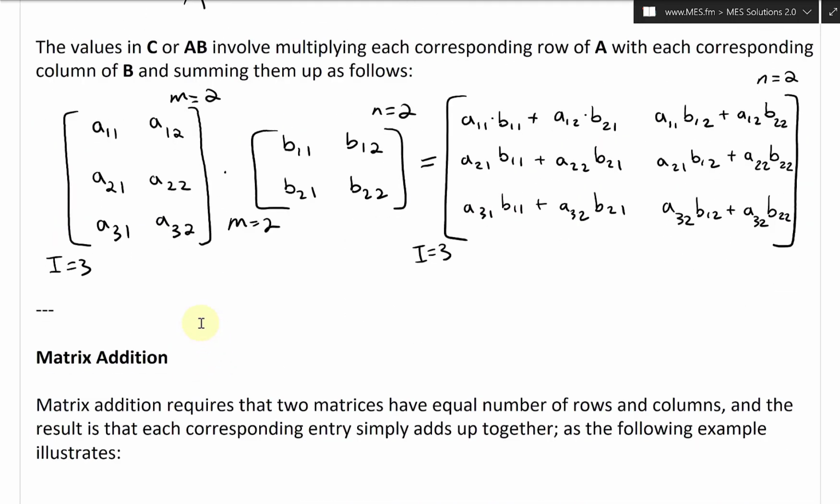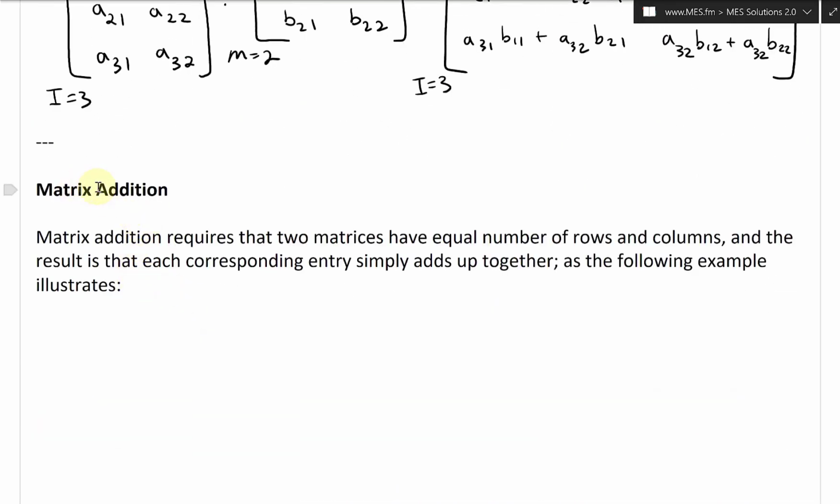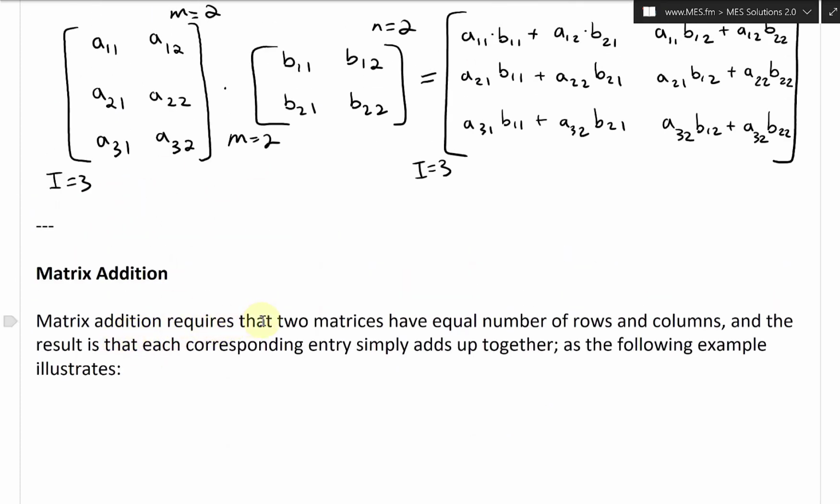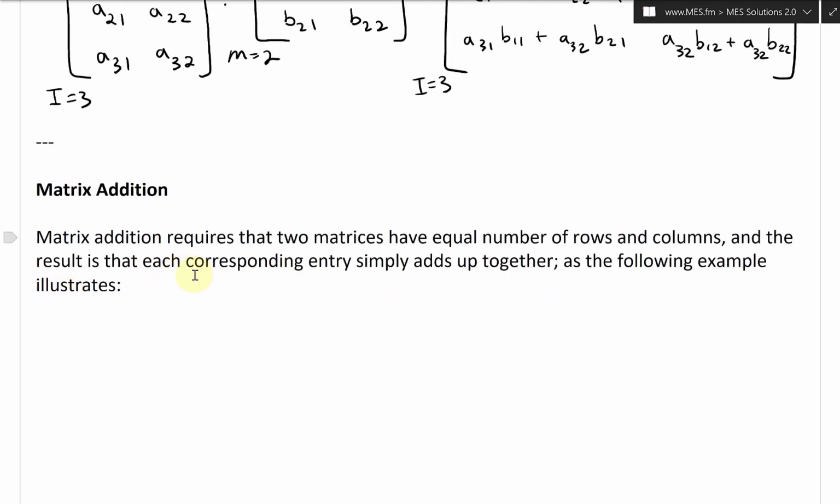Alright, now that we've covered matrix multiplication, let's quickly look at matrix addition. This one is easier, or just simpler than that. Matrix addition requires that two matrices have an equal number of rows and columns, and the result is that each corresponding entry simply adds up together, as the following example illustrates.